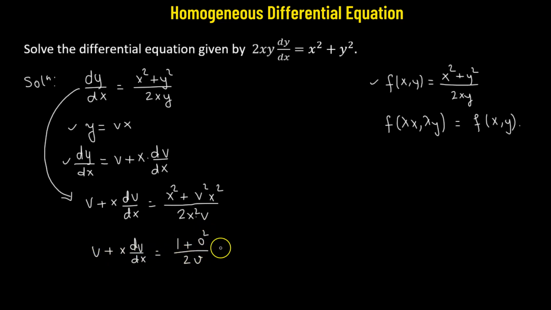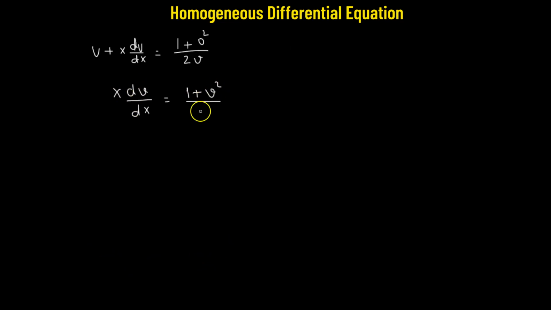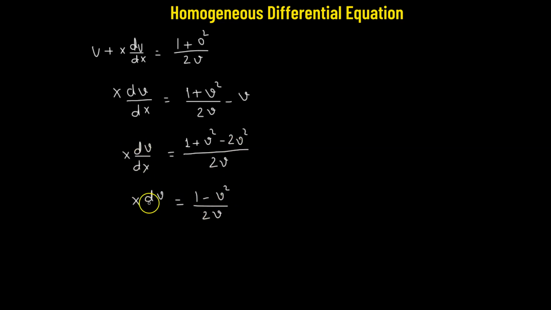We'll take the v to the right hand side, then combine these two terms. This will give us 2v in the denominator, and in the numerator we have 1 plus v squared minus 2v squared, which is simply 1 minus v squared over 2v. Now, this result can be rewritten as 2v dv divided by 1 minus v squared equals dx over x. So we see that our given original differential equation has now been reduced to a variable separable form.